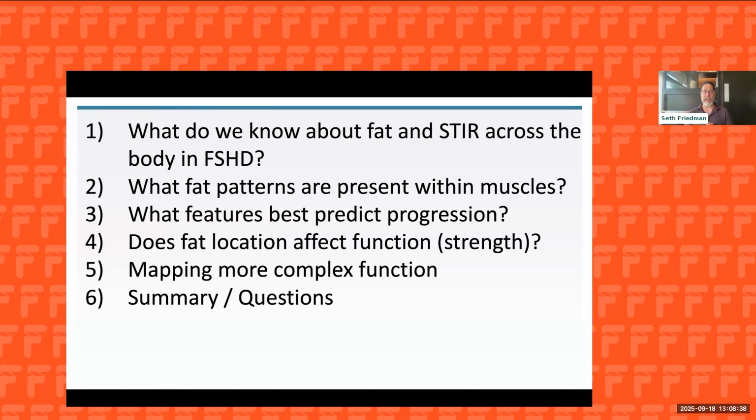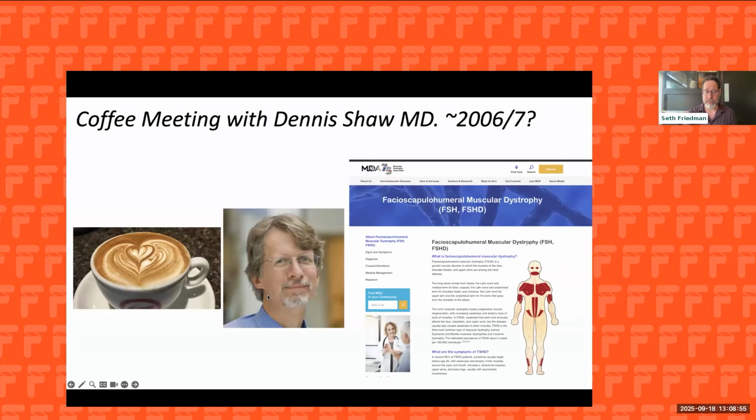And then I'm going to delve a little bit into these more complex function tasks that probably many of you on the call have done, and certainly we have in our batteries, things like walking, picking up a penny, time up from a chair, or reachable workspace. And we'll hopefully have time at the end for summary and for questions.